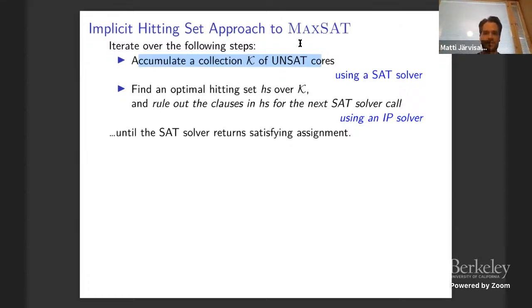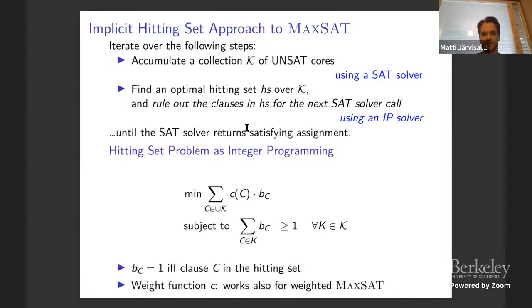compute cores, and then compute a hitting set over the cores, and then rule out the soft clauses in that hitting set you computed from the next SAT solver call, and then you get more cores and then just compute another hitting set until the SAT solver returns an unsatisfying assignment. That will be an optimal solution. And the hitting sets are in practice computed just with an integer programming solver.